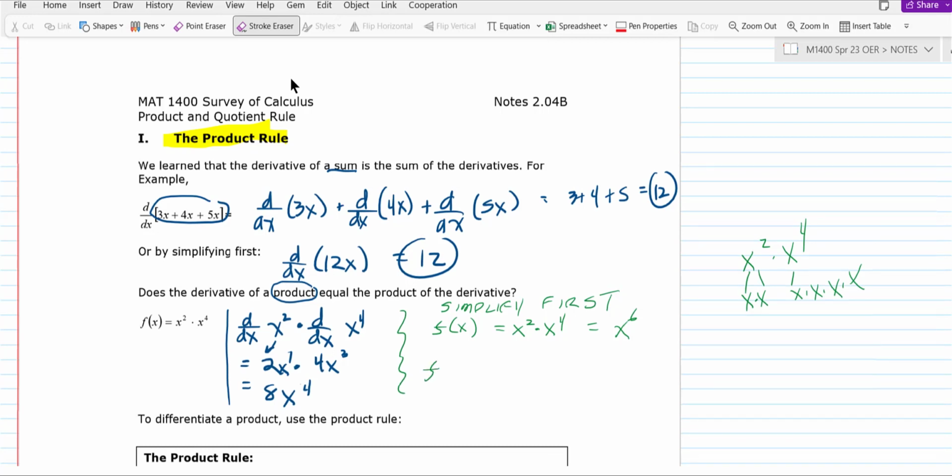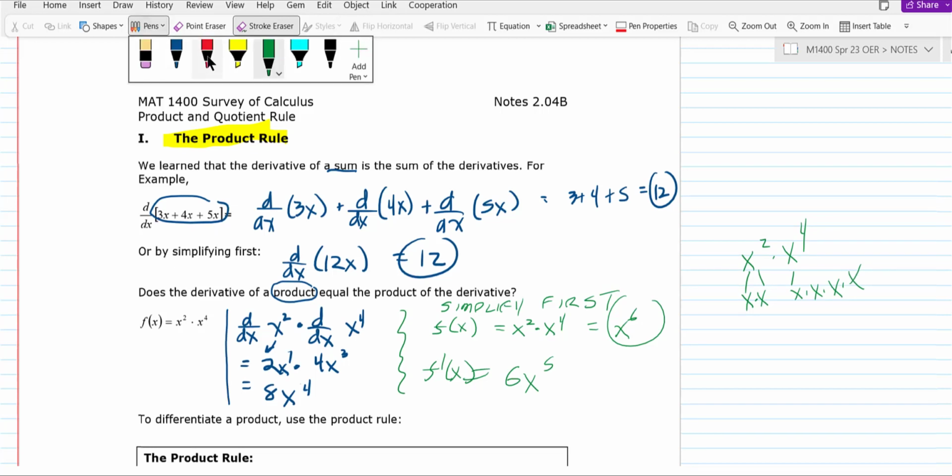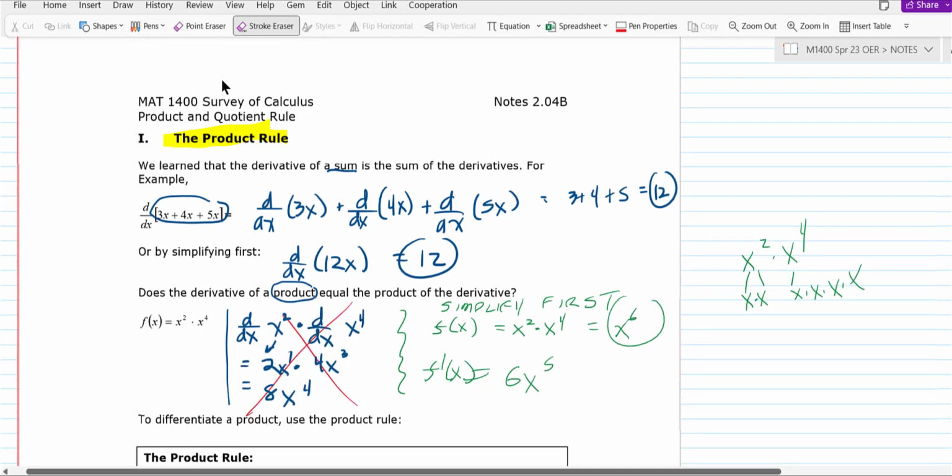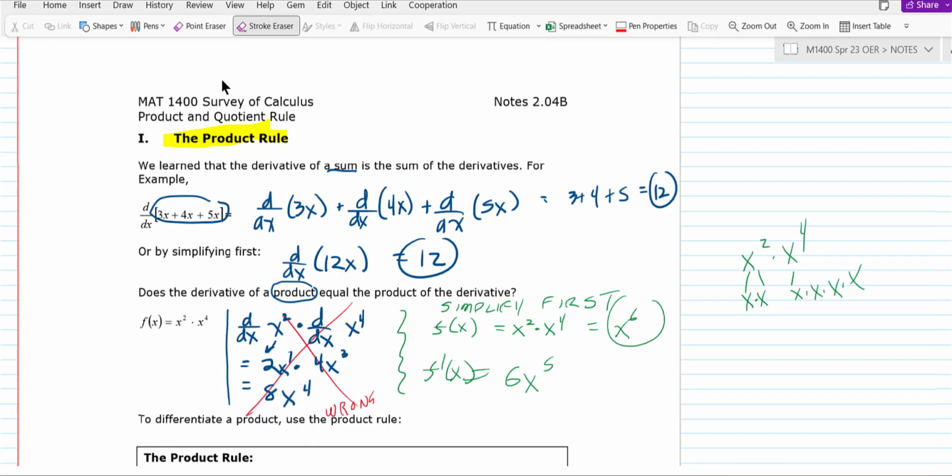So now tell me what the derivative of x to the 6th is. 6x to the 5th. We got a totally different answer this time. So something's wrong here. This first way is wrong. We know the second way has to be right because I did algebra that I know is correct. I know that that's really x to the 6th, and I know how to do the derivative of x to the 6th. So this is the correct way.